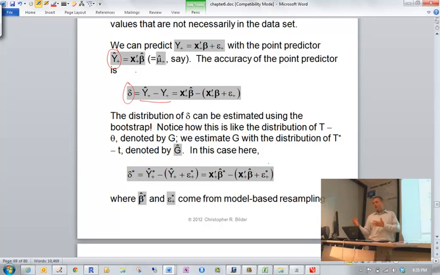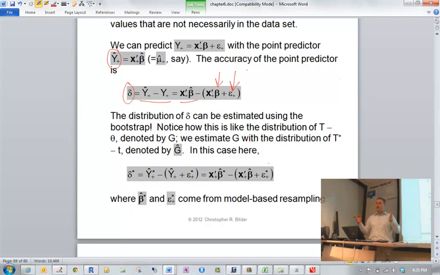Well, what does this mean, though, in terms of our model? Well, x prime times beta hat minus x prime times beta plus epsilon. And again, we don't know what beta is. We don't know what epsilon is. So could you actually, in application, calculate delta? No.